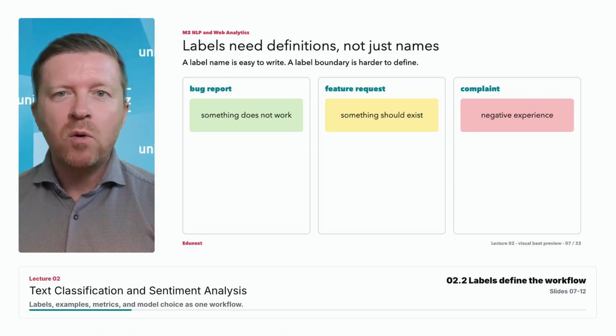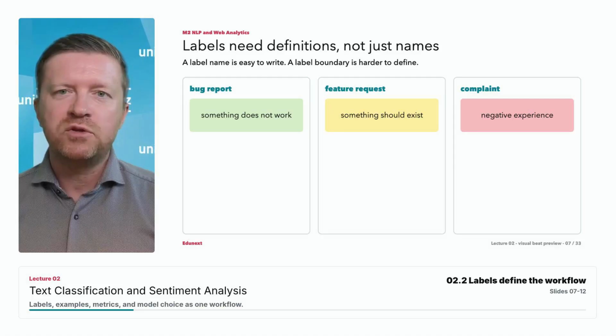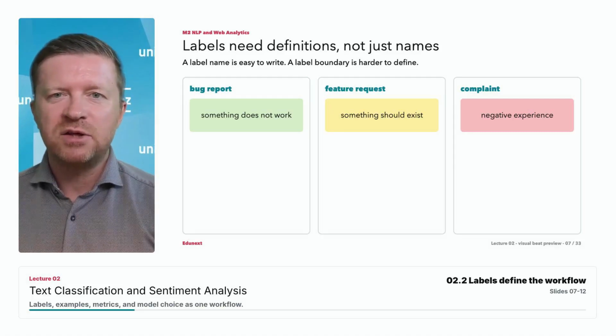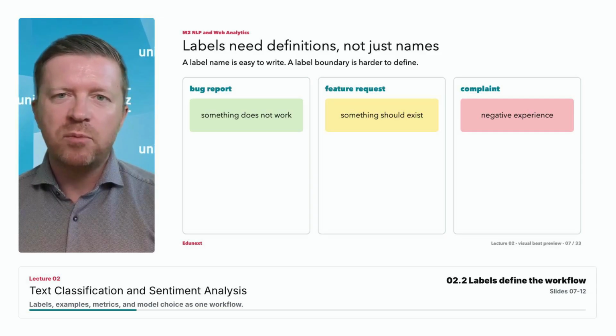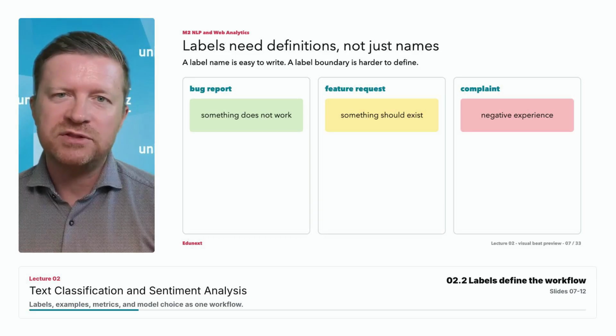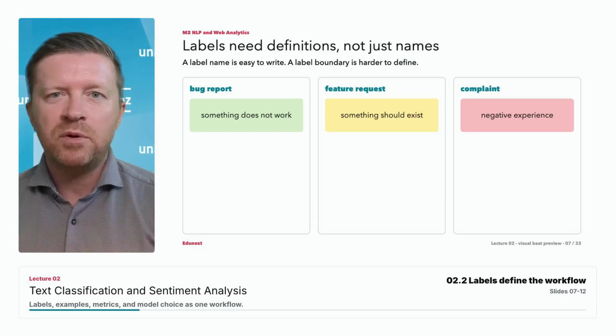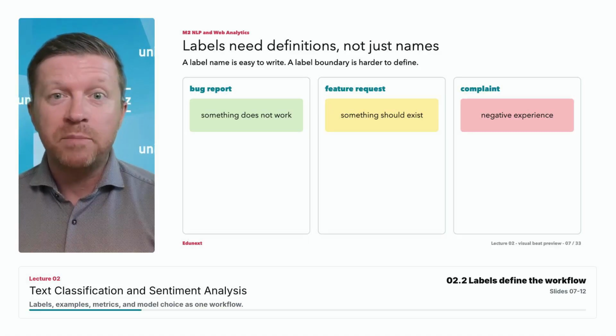For example, suppose a customer writes, "The new dashboard is confusing and I may switch providers." Is that a complaint? Is it product feedback? Is it churn risk? A reasonable person could say yes to more than one of these. That does not mean the example is useless. It means the example is doing real work. It is showing us where the label design is ambiguous.